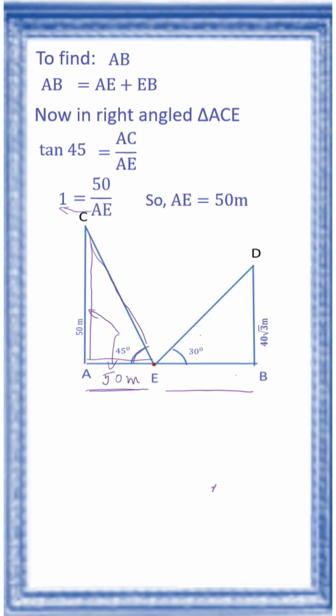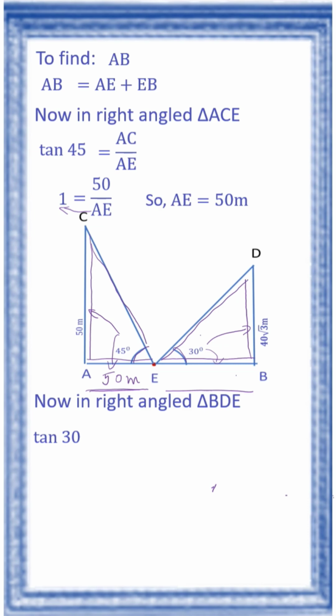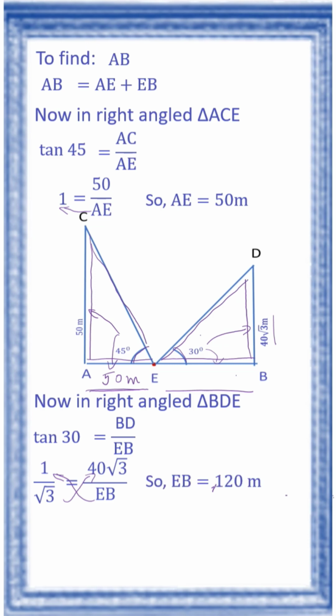Now let us calculate EB. EB belongs to the right angle triangle. Which one? EBD. So now in right angle triangle EBD, tan 30 is equal to, this is the opposite side, this is the adjacent side, BD by EB. BD is given, tan 30 is equal to 1 by root 3, that is equal to 40 root 3 by EB. Now cross multiply. EB is equal to 40 root 3 into root 3, that is equal to 40 into 3, not root 3, because root 3 into root 3 is 3. 40 into 3 is equal to 120. So EB is equal to 120 meter.